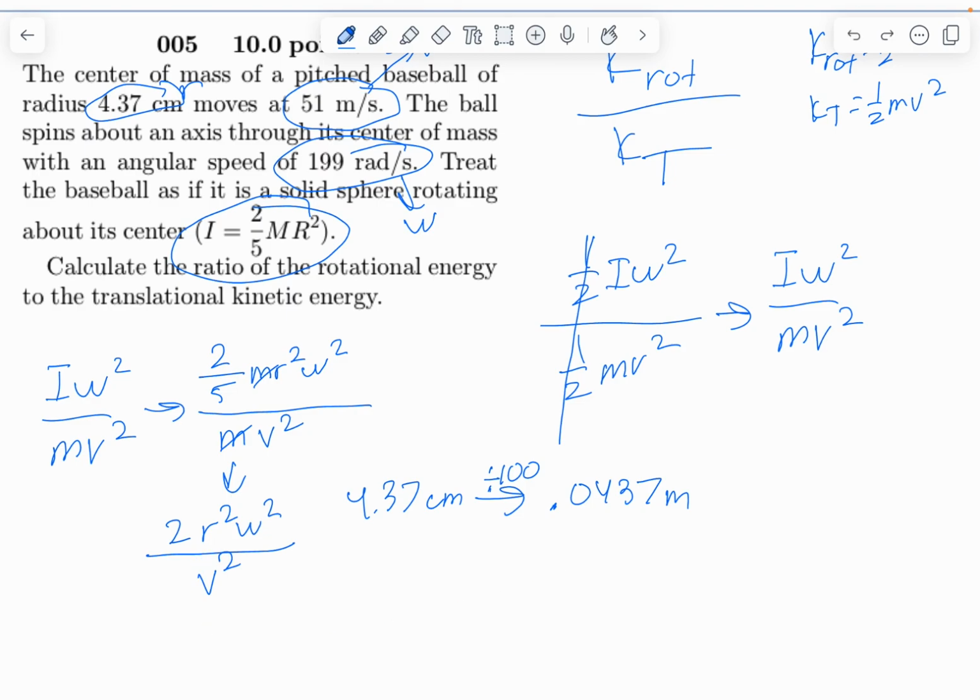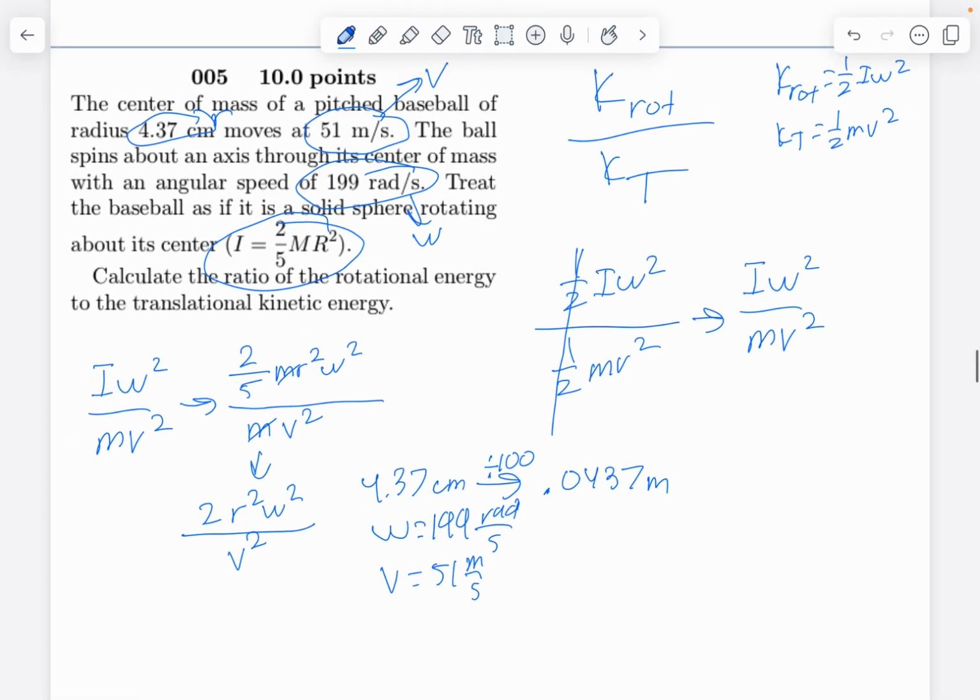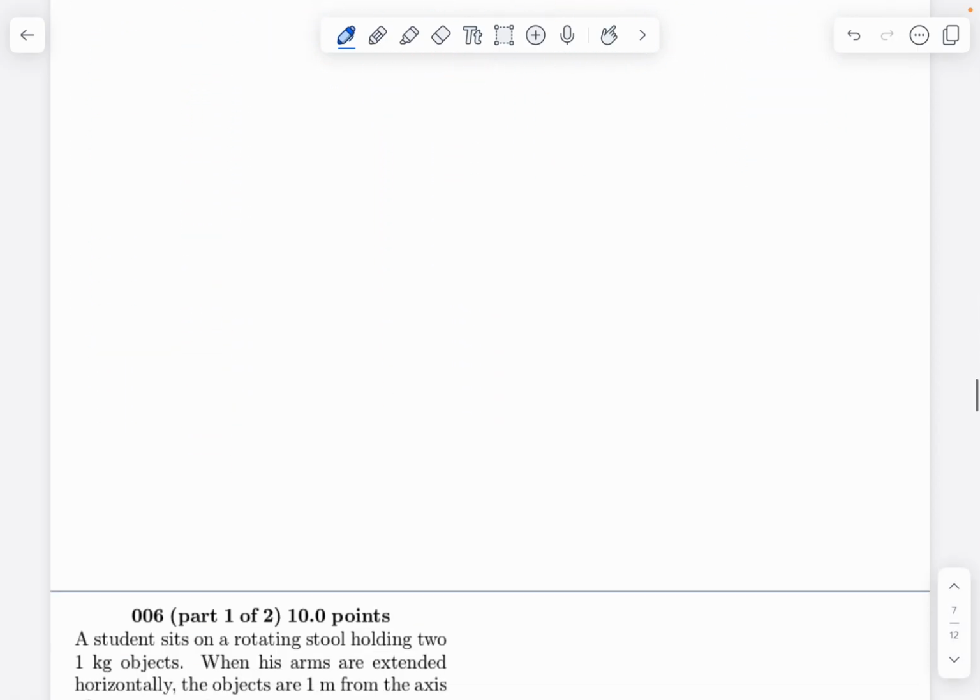And then that will go into R. You'll know omega, right? Mine's 199 radians per second. You know v, they give you that, mine's 51 meters per second, and you'll just put that into your ratio, and then you'll get a number, and then you can solve. Cool. So then next question.